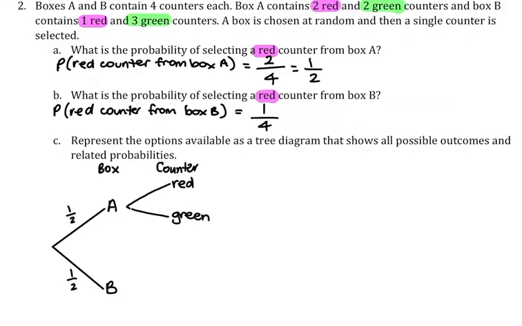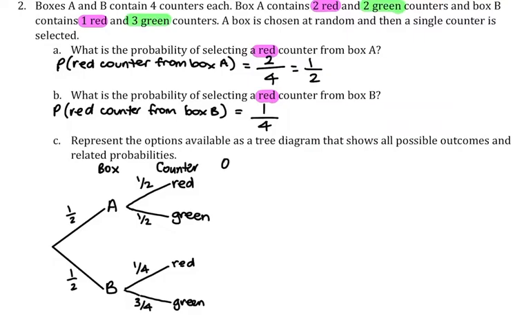And now the probability of our red counters in box A, from part A, we've calculated this, and it is 1/2. And so that means that because we want these to add up to 1, because our probabilities always add up to 1, the probability of a green counter from box A is also going to be 1/2. Then from box B, we can either get a red counter or we can get a green counter. And we know that the probability of selecting a red from box B from part B is 1 over 4. So then the probability of selecting a green must be 3 over 4.